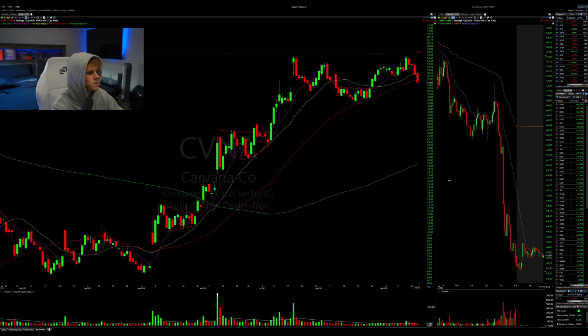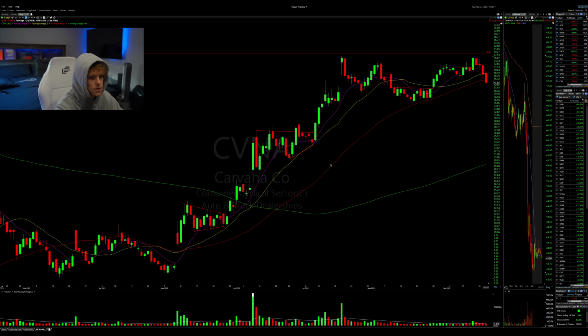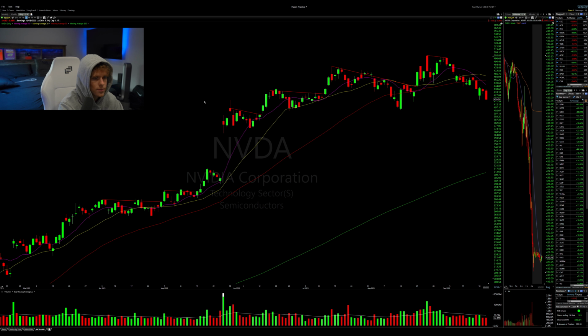So the setup is very, very simple. Step one: the stock has enough volume. It's a decent price. You don't want to see a stock that's like 5 cents. Come on, be real. And then ADR should be above 5%. There are times when I'll trade lower ADRs, like Nvidia, for example. You guys know my biggest trade.